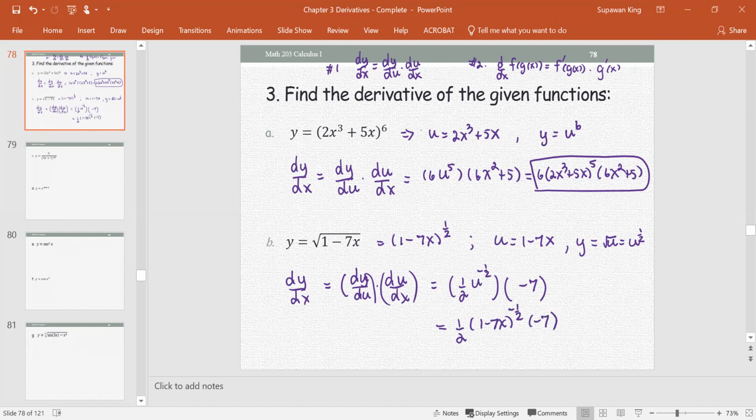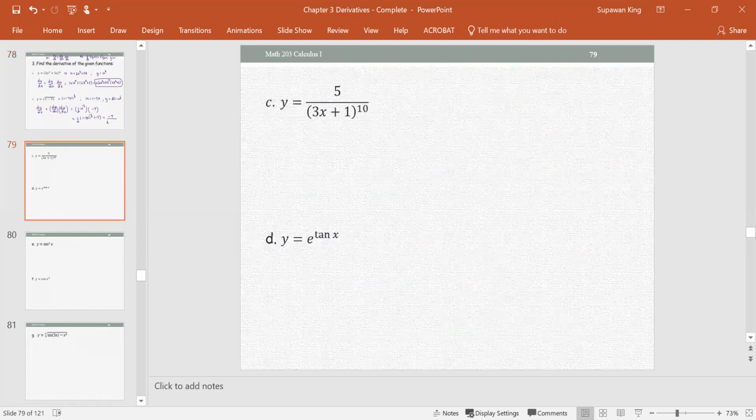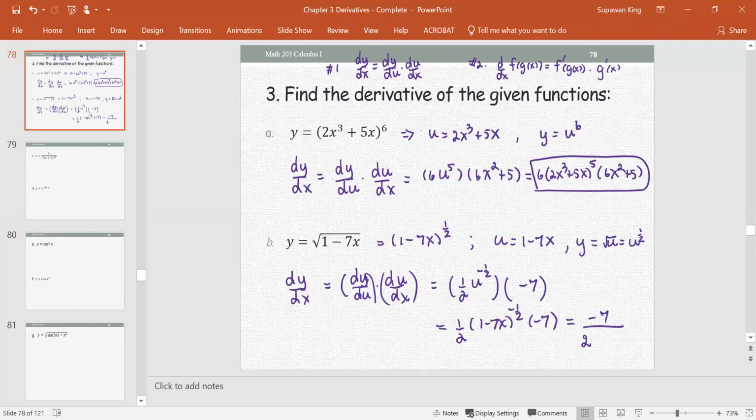And we can simplify a little bit more by rewriting as negative 7 divided by 2, and the negative power 1 half becomes a positive power. We rewrite it as the reciprocal. And then the power 1 half, you can write as the square root. So the final form of this derivative is negative 7 divided by 2 times the square root of 1 minus 7x.